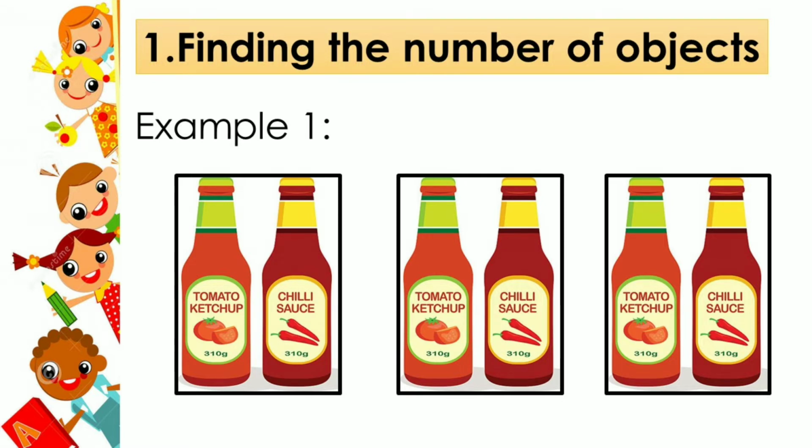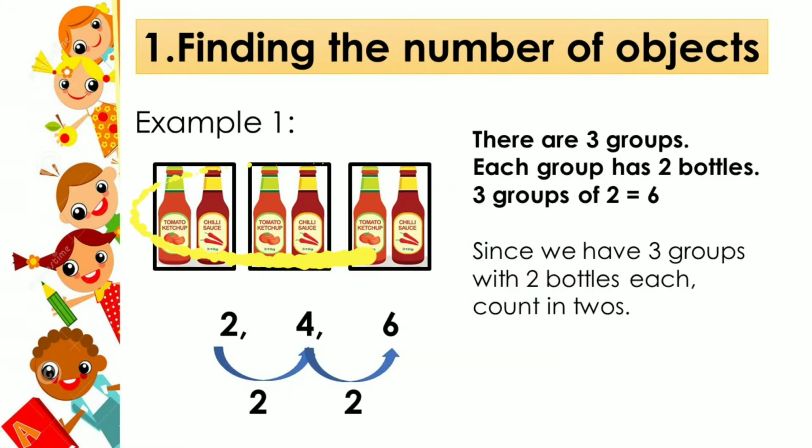There are tomato ketchup and chili sauce. There are 3 groups. Each group has 2 bottles. 3 groups of 2 is equal to 6. Since we have 3 groups with 2 bottles each, count in twos. 2, 4, 6. So 3 groups of 2 is equal to 6.